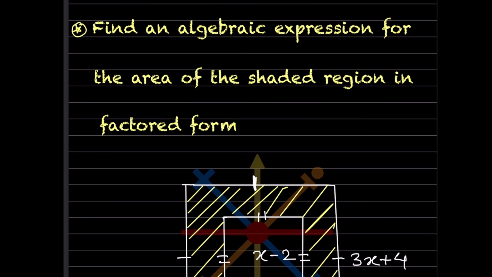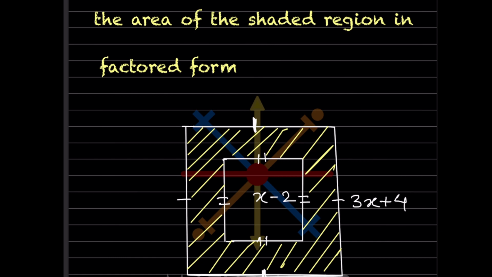Here they have said find an algebraic expression for the area of the shaded region in factored form. Whatever area you get should be in factored form. So this is the diagram given. Can you see, there is always confusion between the square and the rectangle. Whenever all sides are marked equal, this is definitely a square.